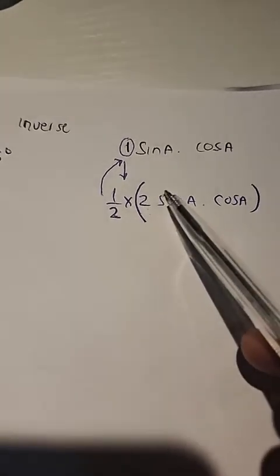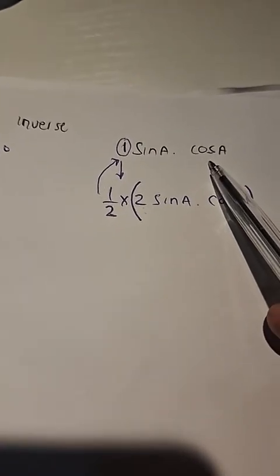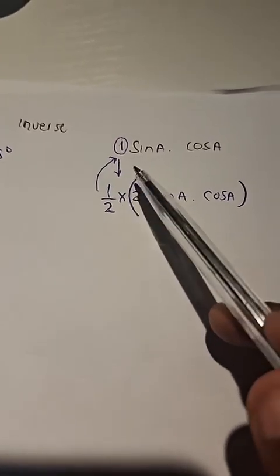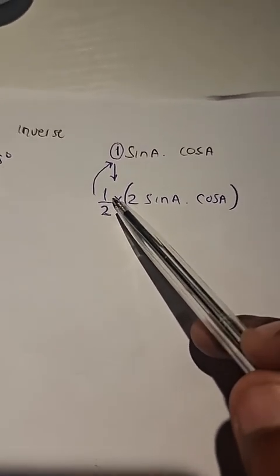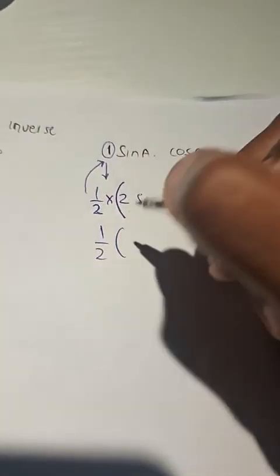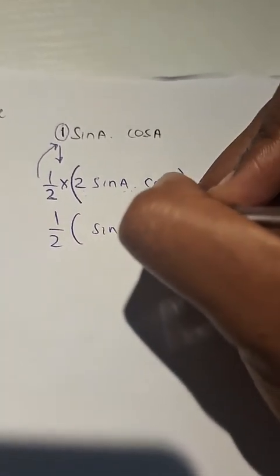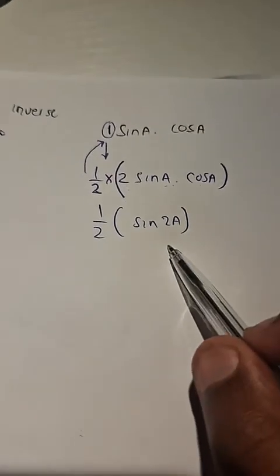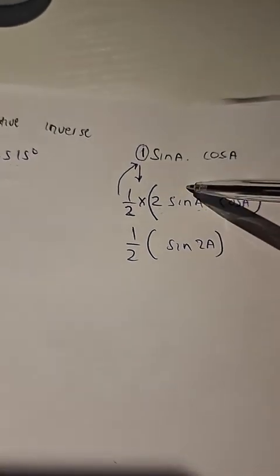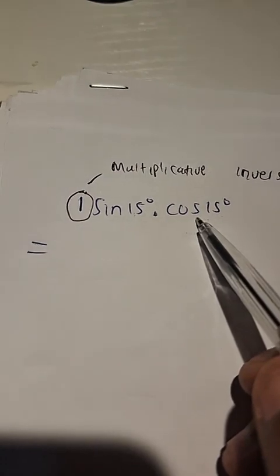But I do this because I want to convert this to the double angle, which I can see kind of is something like that. But in order to make it so, I use the multiplicative inverse, so that I can ensure that that does happen. And then what I can write is half outside, and then 2 sine A cos A is the double angle of sine. So I can write sine 2A. And the reverse is true. Okay, so let's come back here. You were given sine 15 times cos 15.